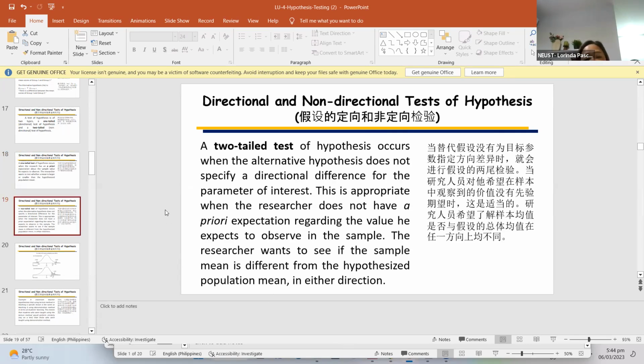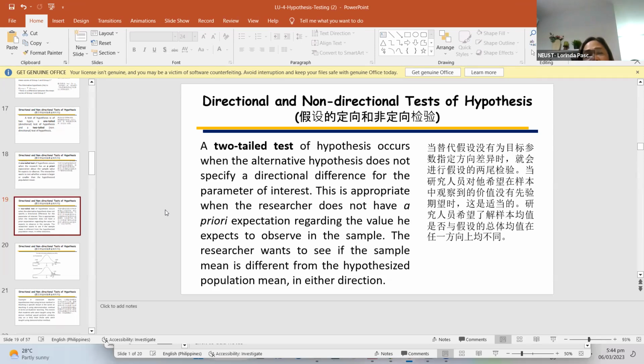Yun naman two-tailed test of hypothesis, yun yung non-directional. It occurs when the alternative hypothesis does not specify a directional difference for the parameter of interest. So this is appropriate when the researcher does not have a priori expectation regarding the value that he expects to observe in the sample. So the researcher wants to see if the sample mean is different from the hypothesized population mean in either direction. So kanina, yung one-tailed may priori expectation ka since nag-conduct ka ng remedial, ang expectation mo ay mas mataas yung magiging score nila.